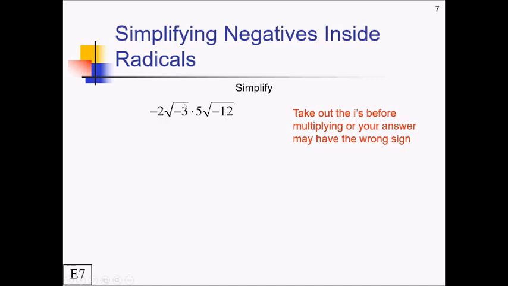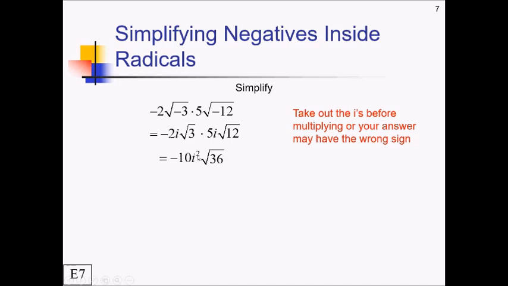So we've got a negative here coming out as an i, so negative 2i radical 3. And now we're multiplying by 5i radical 12. So let's multiply the outside stuff. Negative 2i times 5i. We can initially call that at least negative 10i squared. And then the inside stuff, 3 times 12 gives us a radical 36.